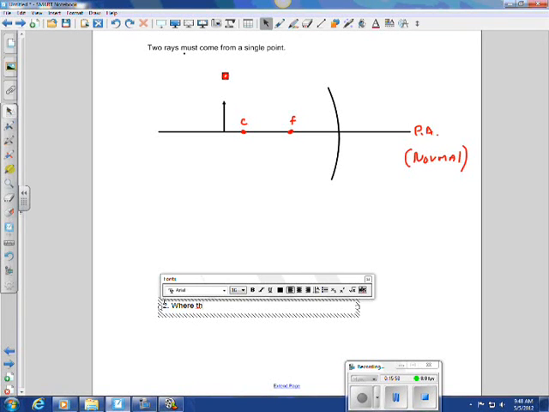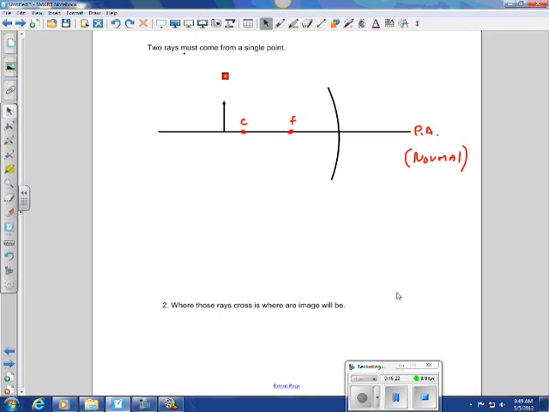Where those rays cross is where our image will be. Okay, we got two rules. And don't forget the original rule from before. I'm going to add that as well.